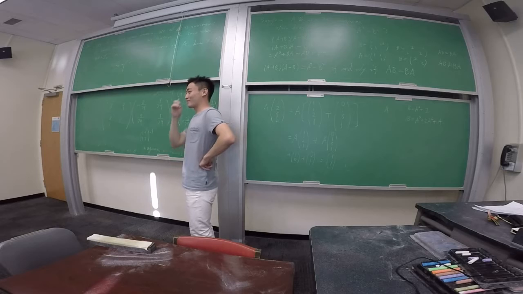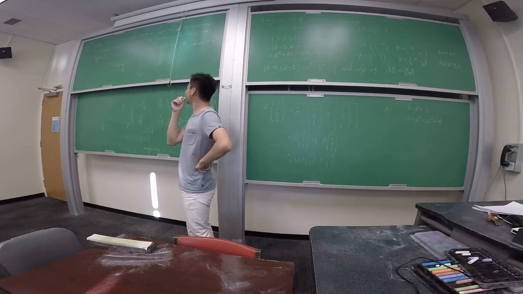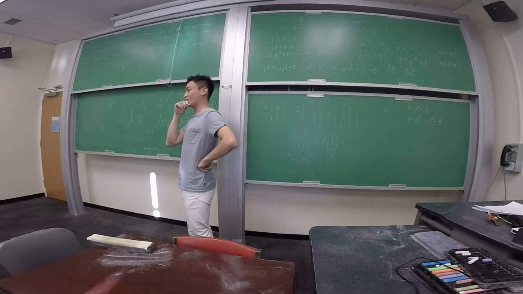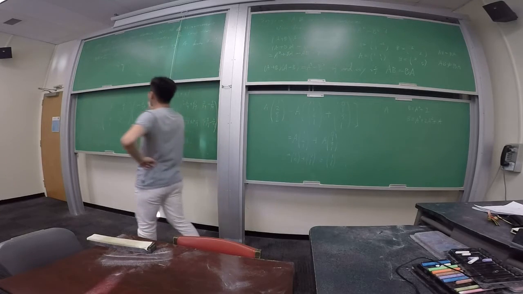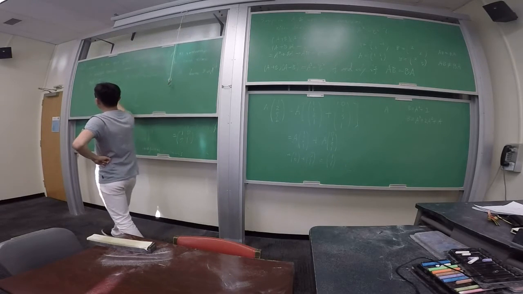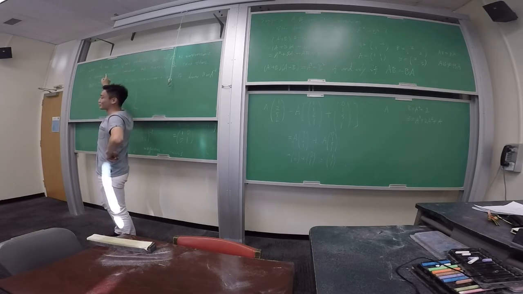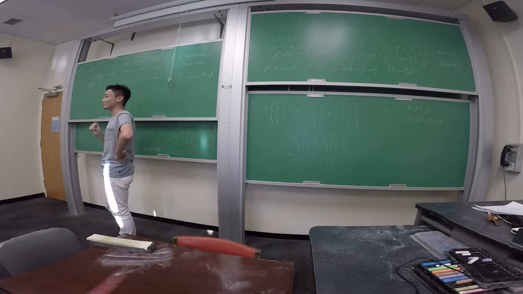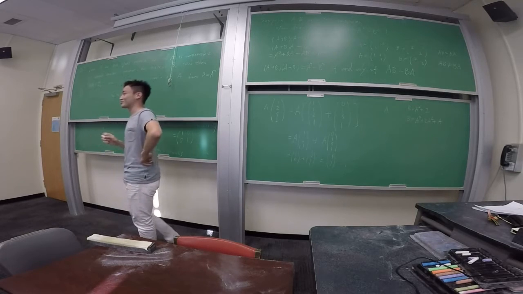Question? In the definition, you define that A has to be an n by n matrix. So does that mean that any matrix where the rows and columns are not equal does not have an inverse? Yeah, you're right. In my definition, I only say n by n matrix. So if you have a matrix that is not a square, we can't talk about the inverse of that matrix. We can only talk about the inverse if the matrix is a square matrix. So this is a very good point.